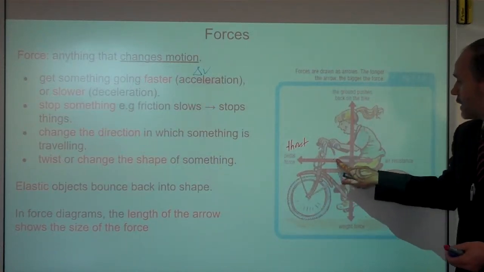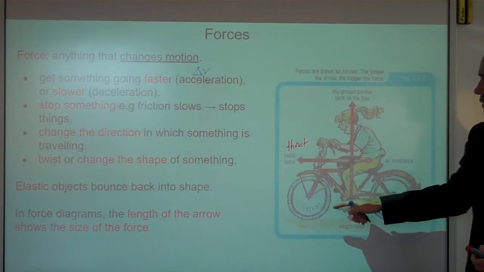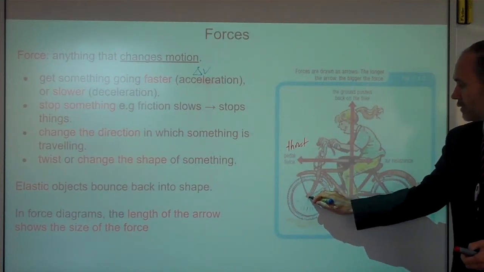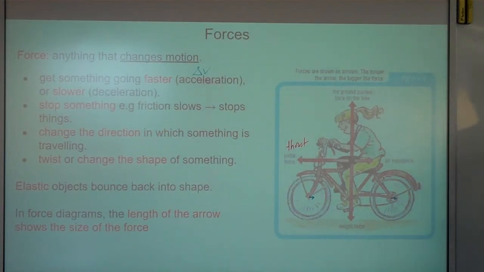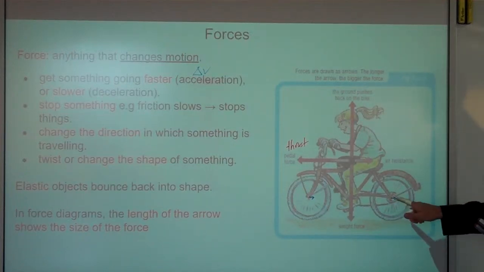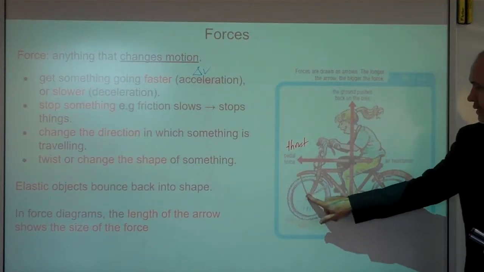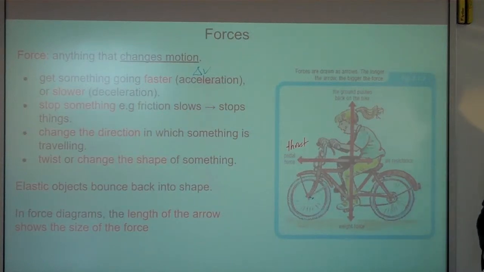There's a couple of things missing. There'll be friction here as well, so you get these tiny little arrows. A little bit of heat would be generated in the bearings of the bike. There'd be a bit of resistance there, but they'd be small arrows. But that is reasonable in terms of a diagram.